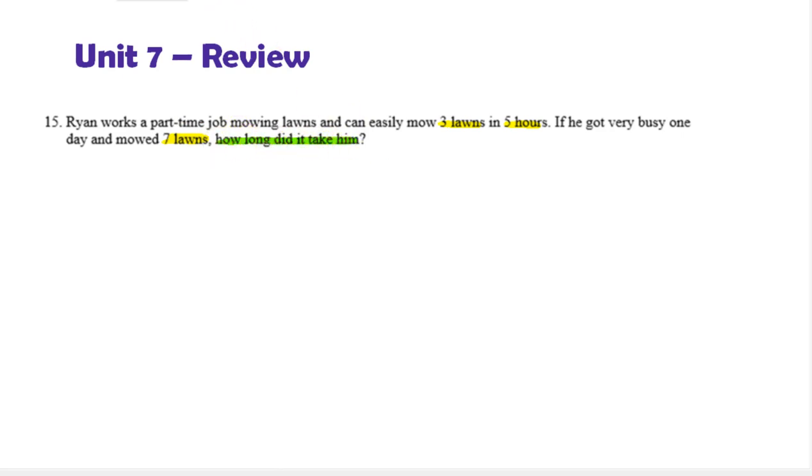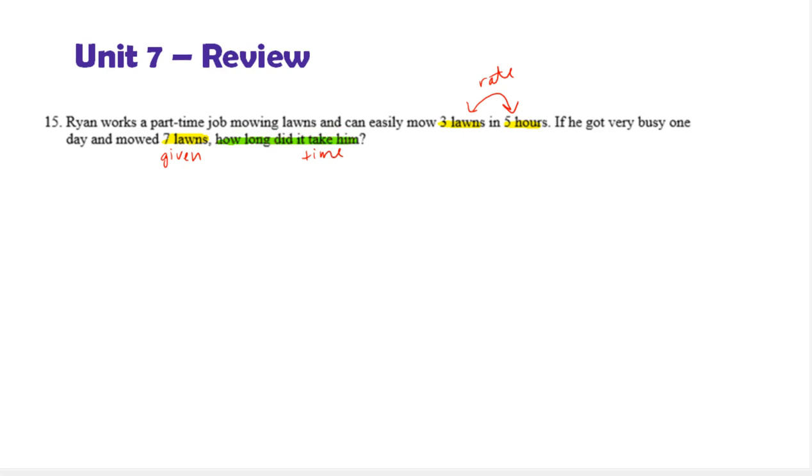Okay. Again, notice here we're given a relationship. We know 3 lawns per every 5 hours, so this is our relationship, or we can call this our rate. We're given this extra piece of information. He mowed 7 lawns, and we want to find the time for 7 lawns.